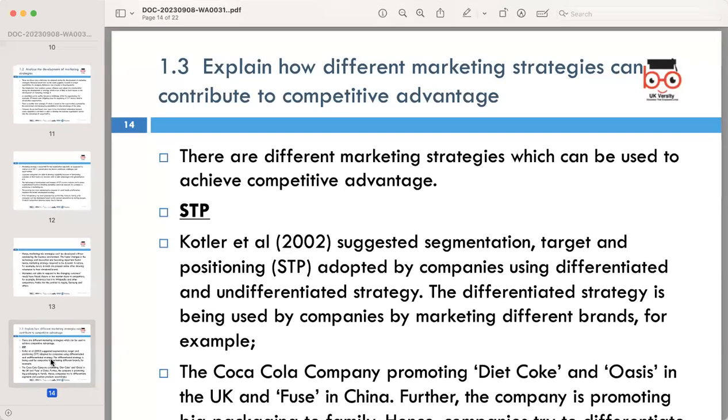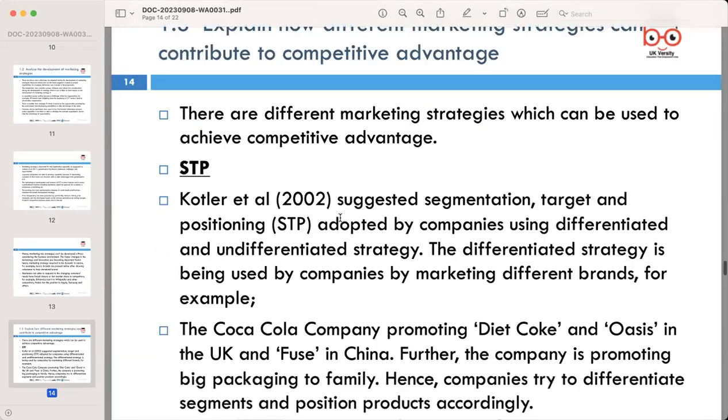Explain how different marketing strategies can contribute to competitive advantages. So there are different marketing strategies which can be used to achieve competitive advantages. STP, as suggested by Kotler, involves segmenting the market, selecting targets, and positioning products accordingly. These strategies allow companies to cater to diverse customer needs. Global customers often exhibit similar characteristics, enabling a single marketing strategy.